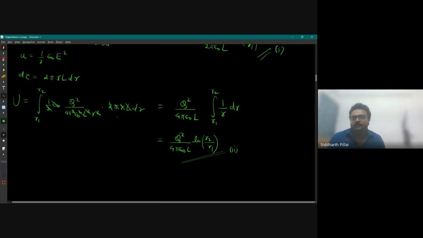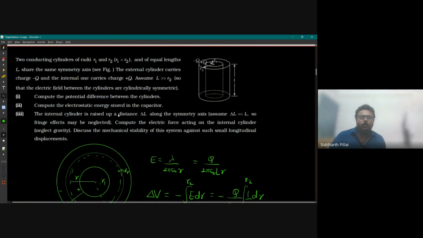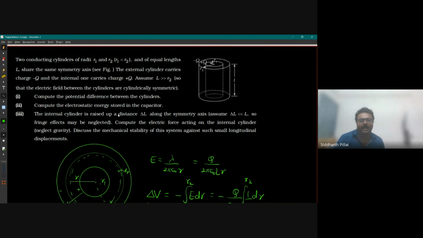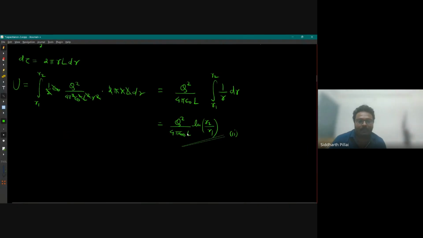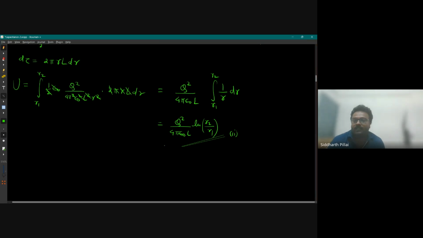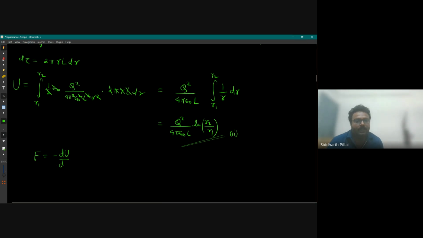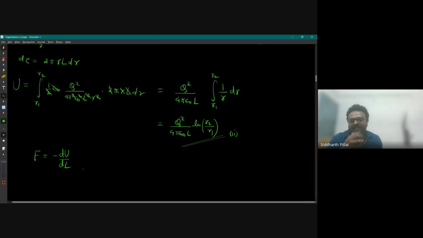You have the energy. Now you can find the force when you raise the inner cylinder by a small distance delta L. So when you raise the inner cylinder, the distance between the two cylinders will not change. The charges on the cylinders will not change. Only the common length that they have will change. So the capital L becomes the variable here. You know the relation between force and potential energy for a conservative force. So we can use F is equal to minus dU by dL here. L is the variable.